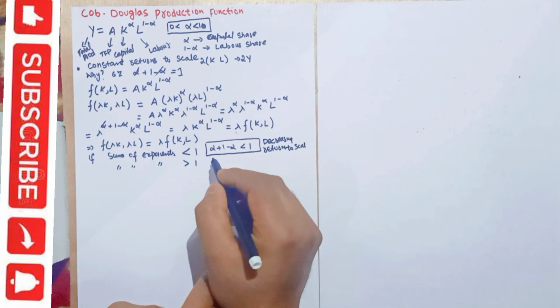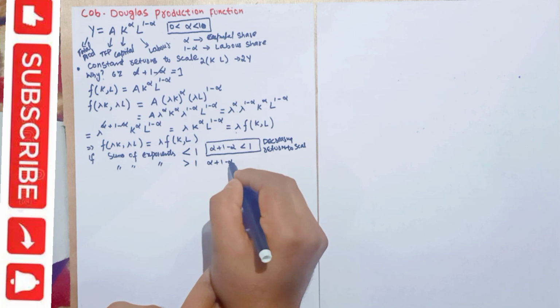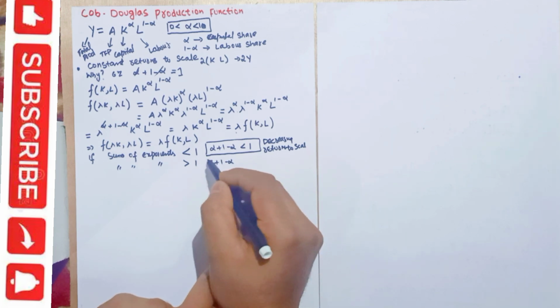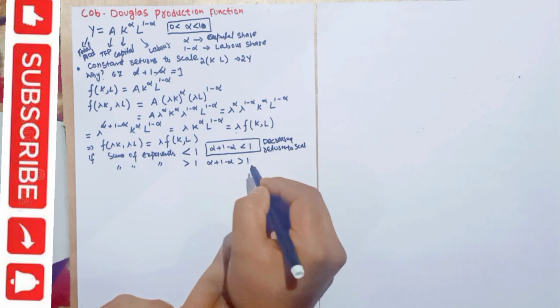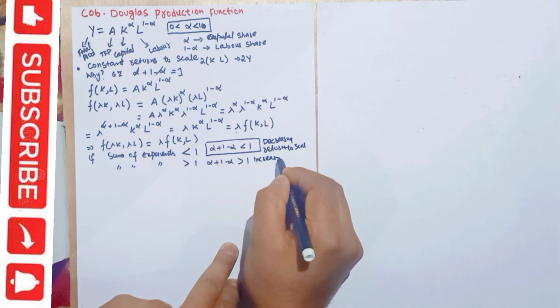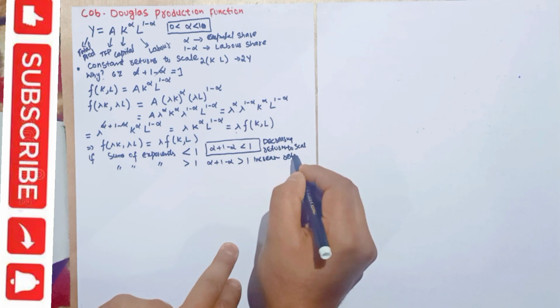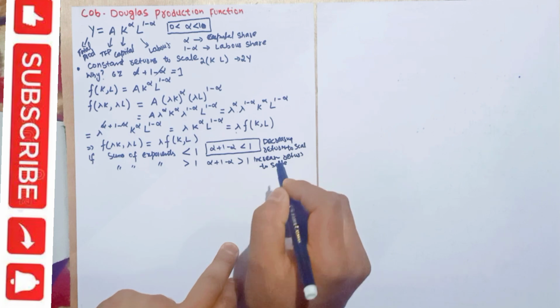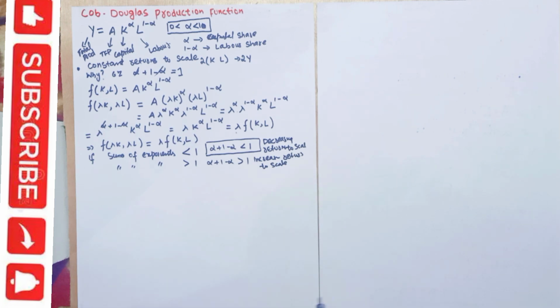and if this very expression, alpha plus 1 minus alpha, was greater than 1, then it would have given us increasing returns to scale. I hope I make myself clear up to this.